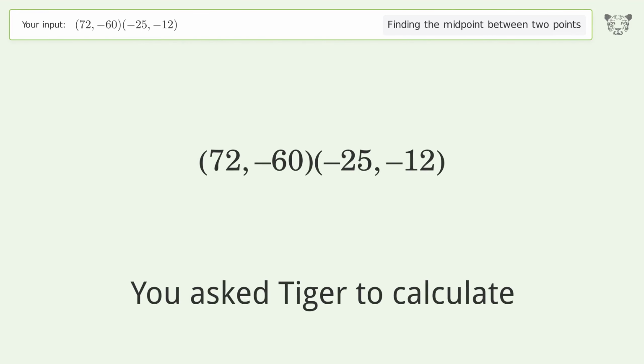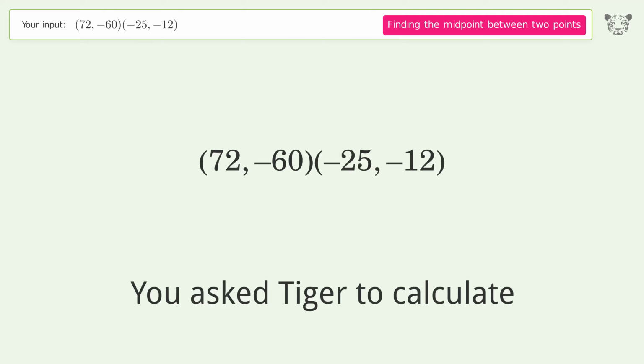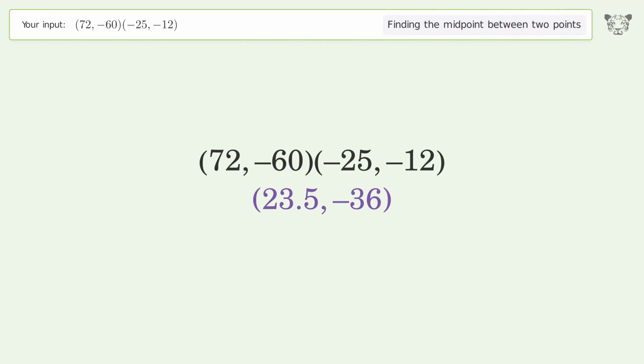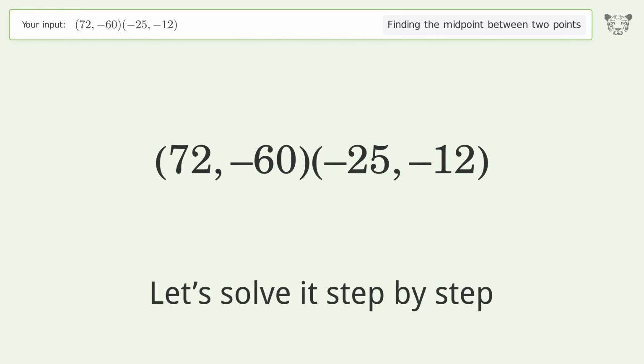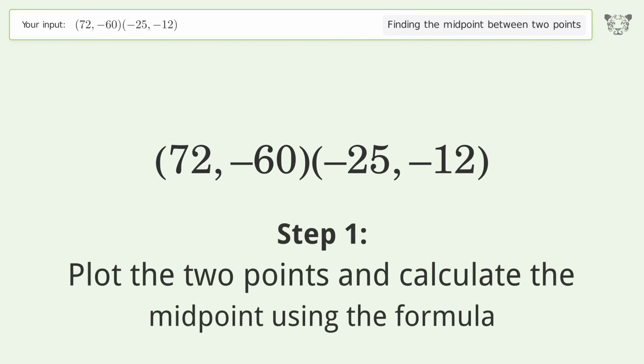You ask Tiger to calculate. This deals with finding the midpoint between 2 points. The midpoint between the 2 points is 23.5, negative 36. Let's solve it step by step. Plot the 2 points and calculate the midpoint using the formula.